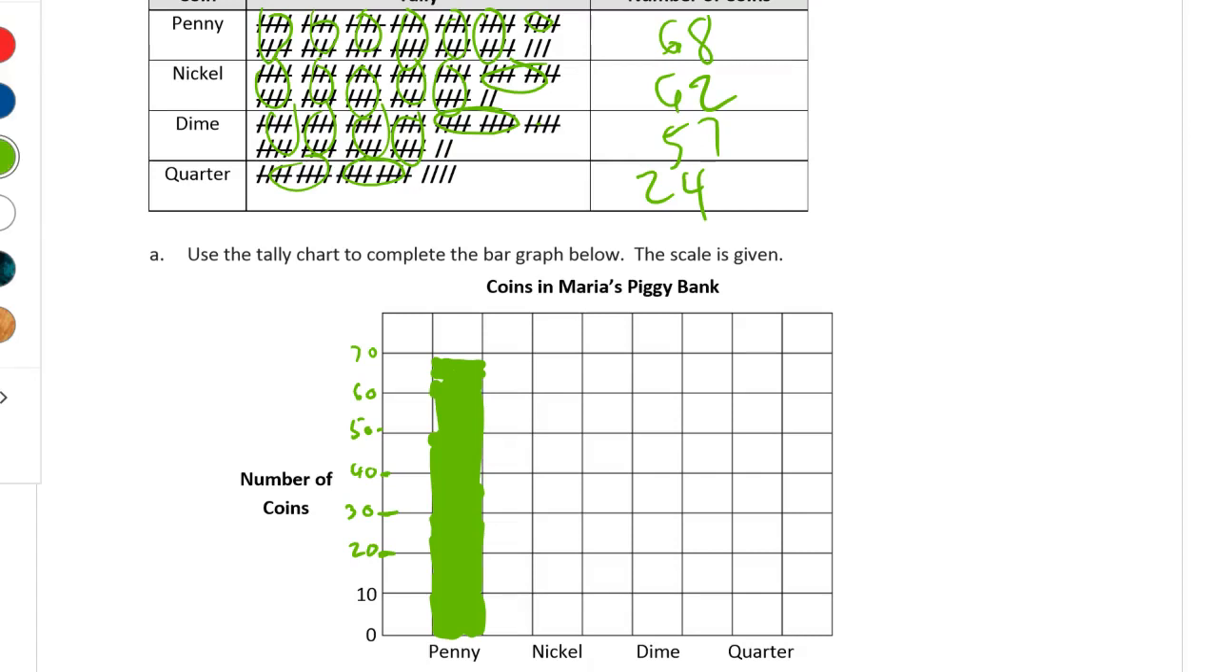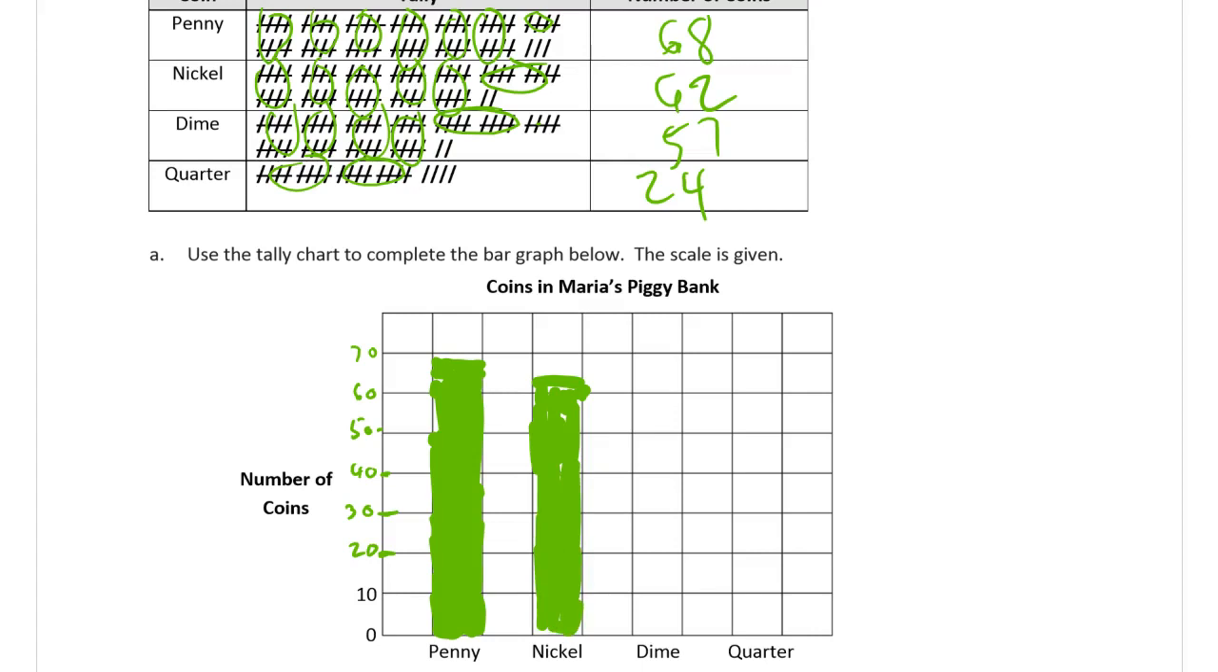All right, the nickel, there's 62 of those. So that's going to be a little bit above 60, but more than 61. So right about there is probably good. It definitely has to look like less than 68. The dime is 57, so that's going to be a little bit under 60, right about there. Remember, this is not going to be perfect because we're just estimating in between for the scale. And the quarter, that's 24, so that's going to be a little bit less than halfway between 20 and 30, right about there. A little bit less than half, something like that.